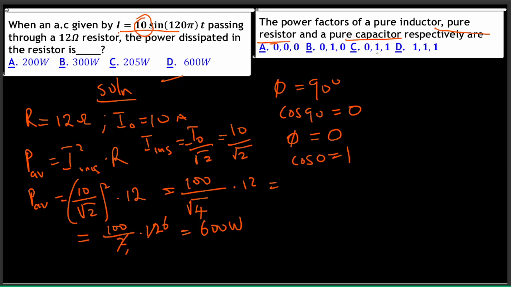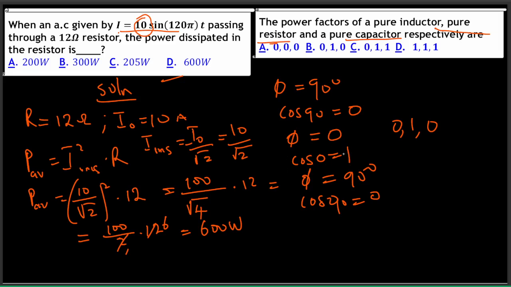And then for a pure capacitive circuit, the phase angle, the angle of lead, is also 90 degrees. Therefore, cos 90 is going to give us 0. So we have 0, 1, 0. Okay, so what have you noticed?